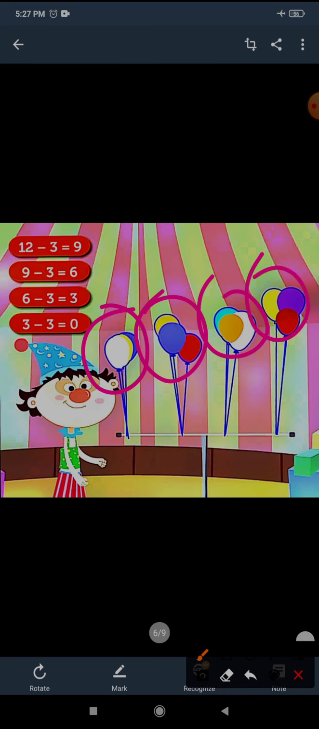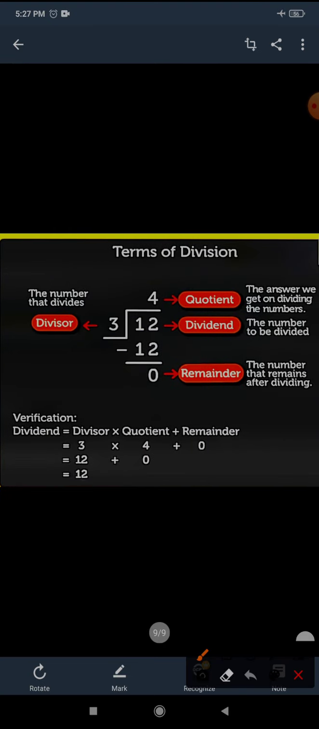So what is division? Learn it. Division is the process of repeated subtraction. Here you can see how to divide. 3 4s are 12, and what will come at last? The remainder 0. Now what is this, ma'am? Remainder. So these are all the terms of division.